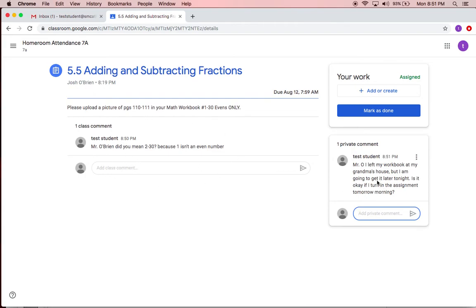Now in the private comments, this would be more, hey, Mr. O, I'm really struggling with this. I need some help, right? Maybe you don't want the whole class to know that you're struggling. That's okay, right? When I'm struggling, I don't want everybody to know either, okay? Everybody in your class is here to help, right? But if you're struggling with adding fractions, put it in a private comment, right? Mr. O, I didn't really understand the video. Private comment, that would be a great place to ask a question.